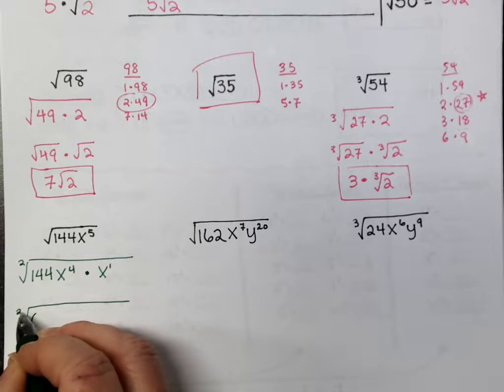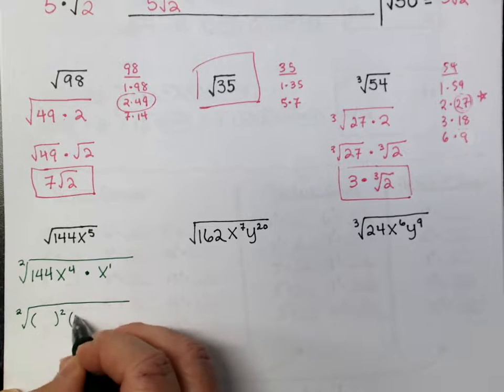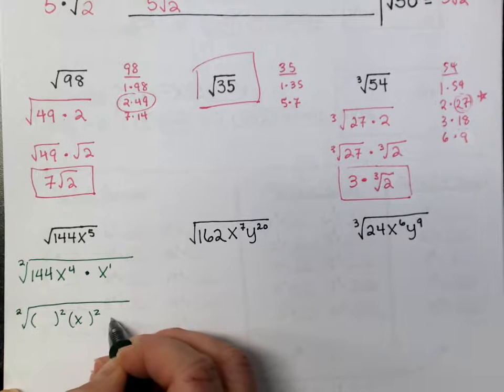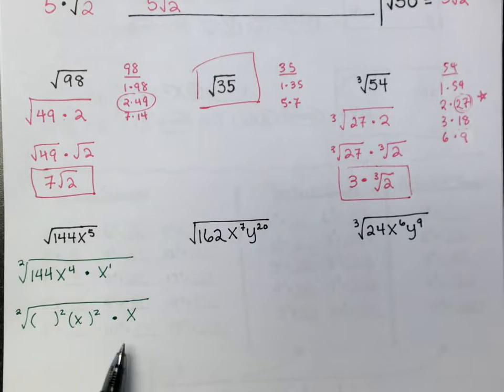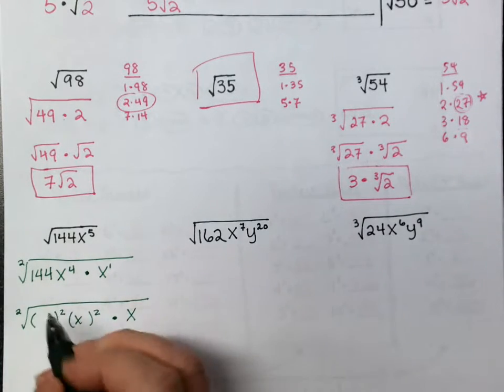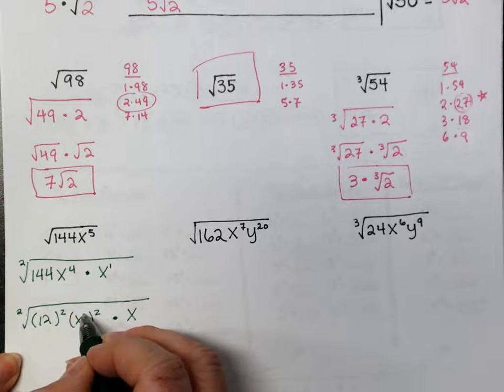So I'm going to match my index of 2. So this is going to be something squared, and this is going to be x something squared, and then times that x, which is the leftover bit, which can't be broken up. So you don't use the power rule on the right because that's the leftover bits, nothing else to do with them except drag them along. Okay, so 144 is what squared? And x to the what squared is x to the 4th?